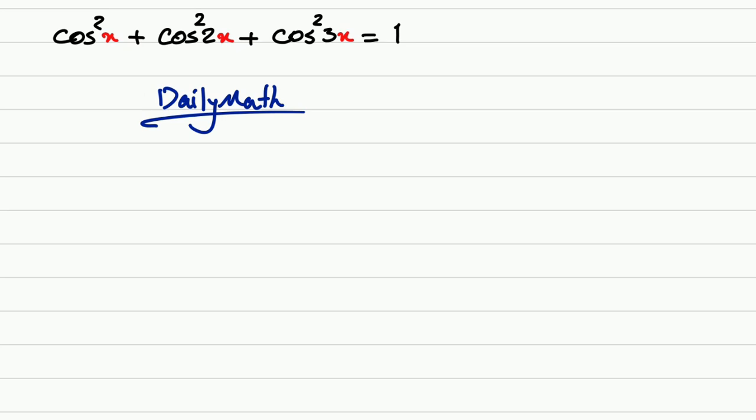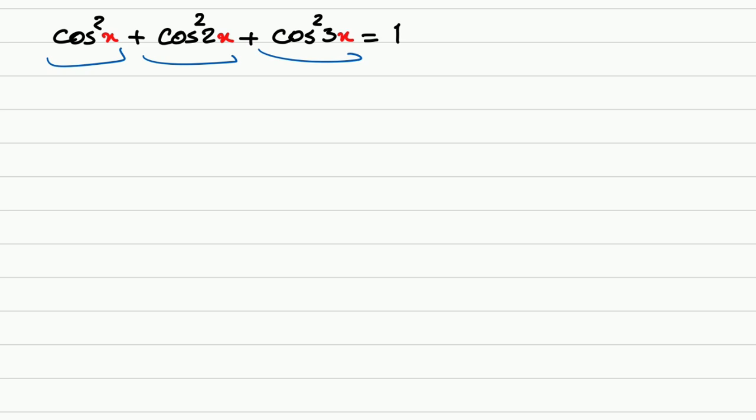We have a trigonometric problem. Let's see how we can solve this one. So cosine squared x plus cosine squared 2x plus cosine squared 3x, the sum is equal to 1. We want to solve this for x.